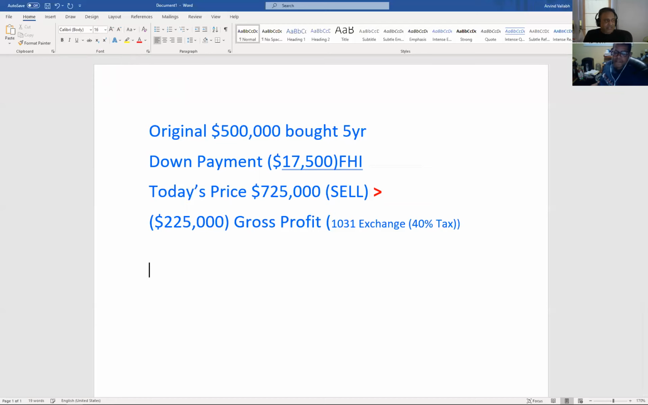So what the person has to do is the new property has to be above 725, so it's 726 and above. Oh, I thought it had to be above the purchase price. The original purchase? No, sir. The taxman doesn't look at it that way.